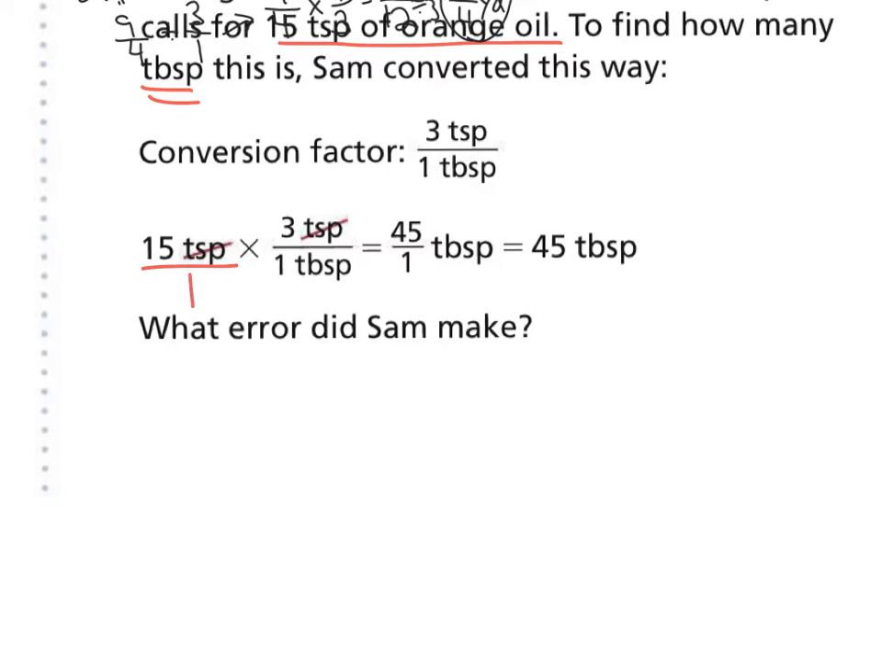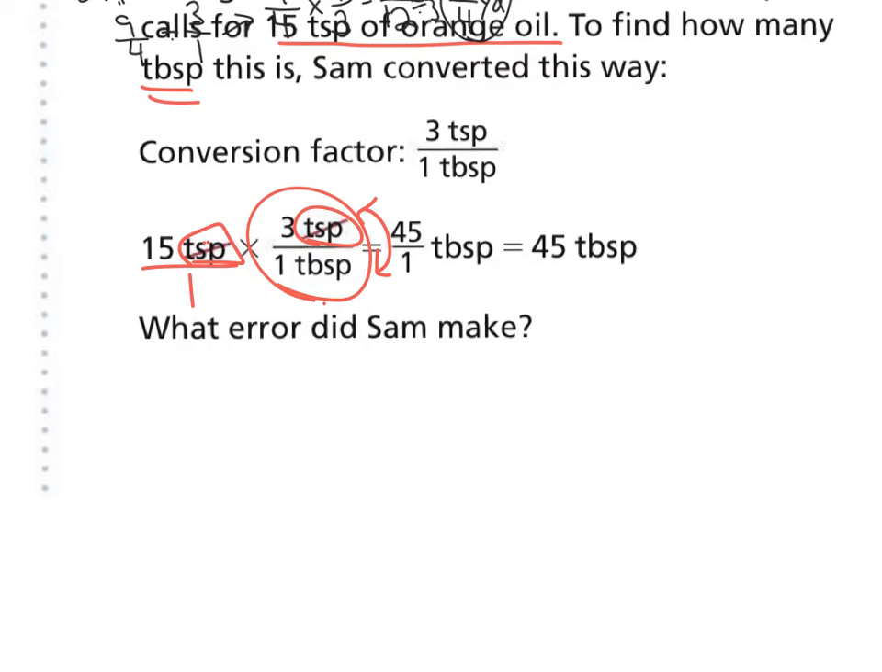So the deal is with doing dimensional analysis like this, when you're multiplying, you have to have stuff in opposite parts of the fraction for it to cancel. So this conversion factor actually should have been switched around. Teaspoons are both in the numerator. That's not going to cancel when you multiply. So that would be the error. He should have had the reciprocal of that conversion factor, basically.